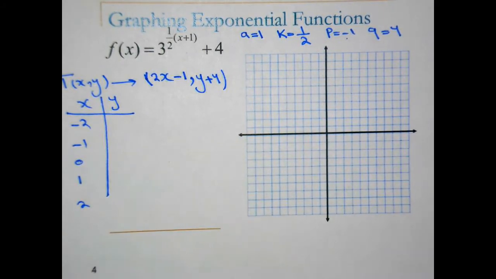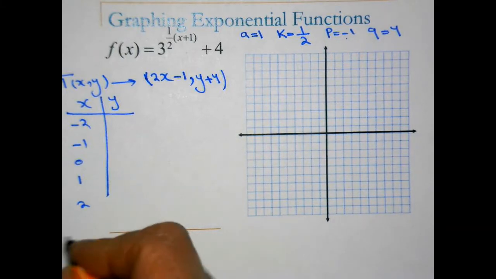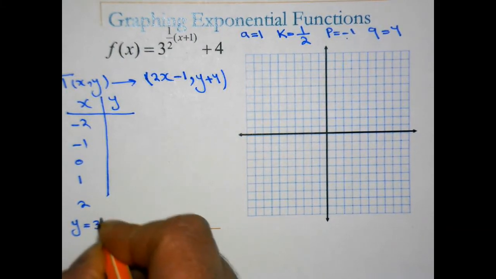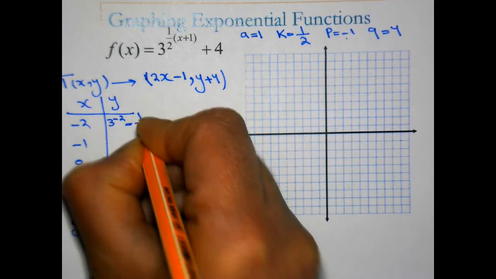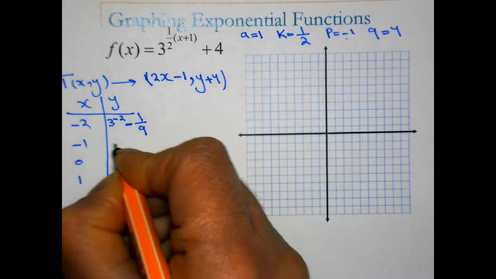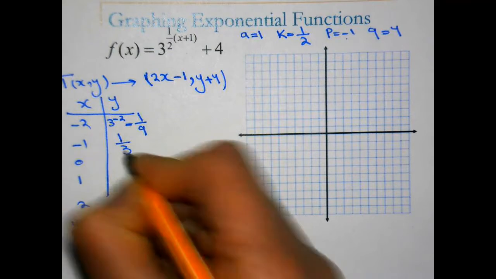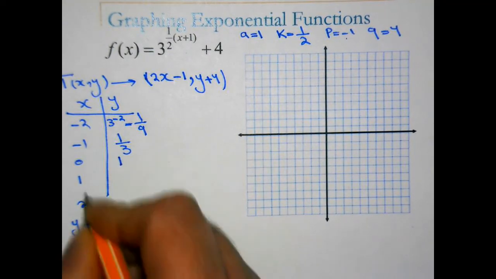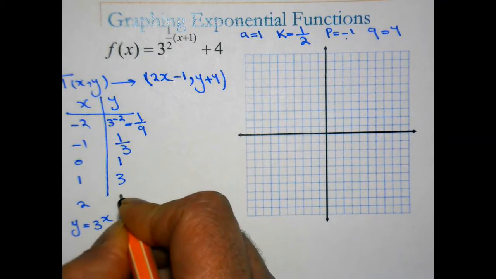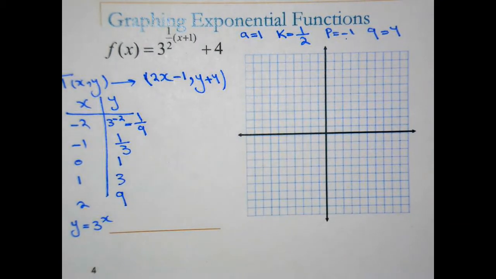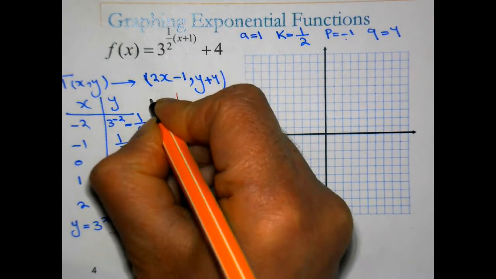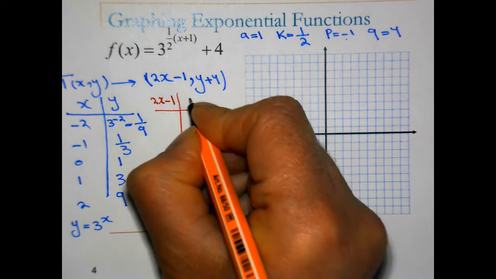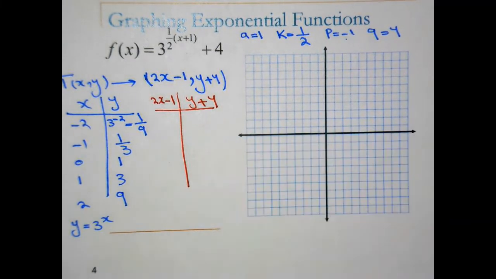So if you remember, the basic function here was y equals 3 to the exponent x. 3 to the exponent -2 is 1/9. 3 to the exponent -1 is 1/3. 3 to the exponent 0 is 1. 3 to the exponent 1 is 3. And 3 to the exponent 2 is 9. And now we are going to find the transformed points, 2x minus 1 and y plus 4.